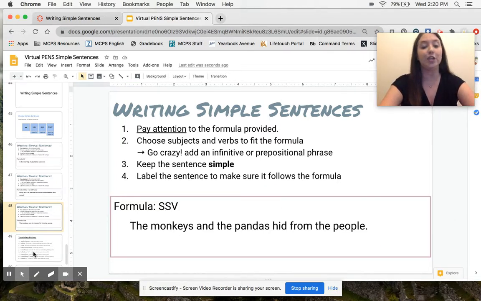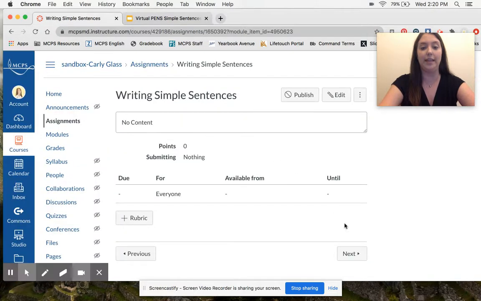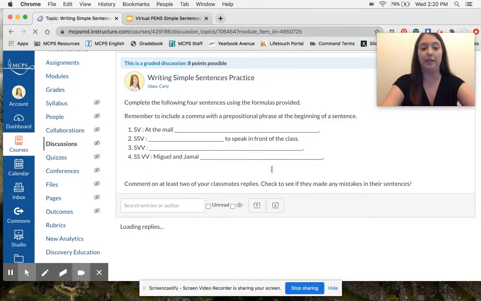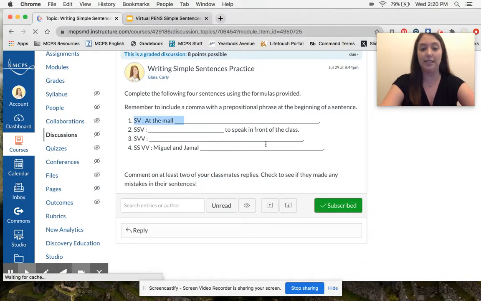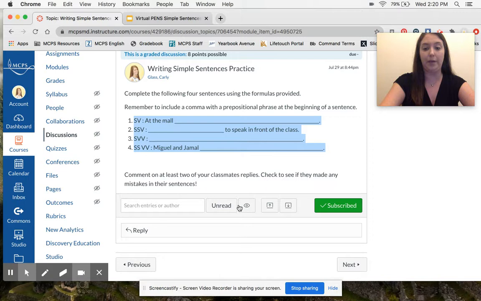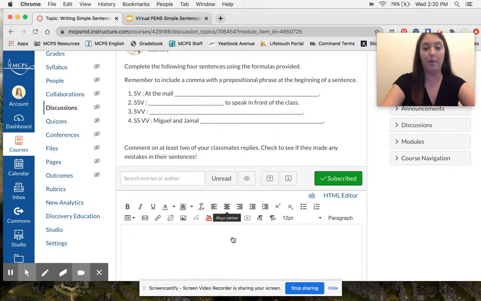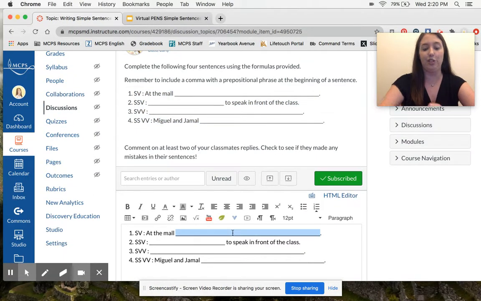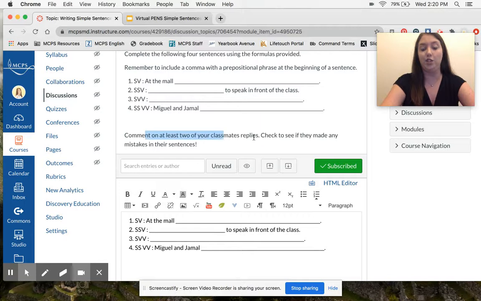Okay, you're gonna go on to MyMCPS, and for writing simple sentences, you're gonna participate in a discussion. These are the 4 sentences that we want you to use. Remember, you can copy and paste them into your reply box, and then you can just type right in there. Remember to follow the formulas. When you're done, you're going to comment on at least 2 of your classmates' replies. You want to check to see if they made any mistakes in their sentences. So look at your classmates' sentences, make sure they follow the formulas and have the right punctuation.